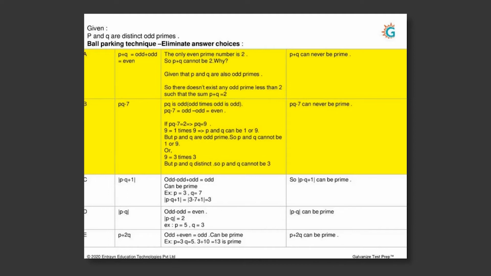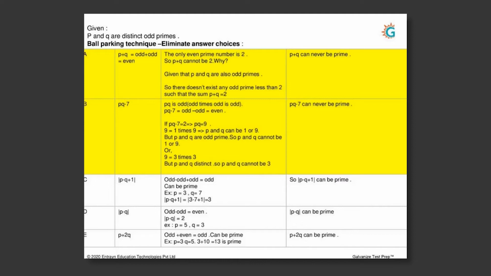Again, look at the question. It says they have to be odd prime numbers. 1 is neither prime nor composite. 9 is not a prime number, though they are odd numbers, right? Again, this option is ruled out, which means PQ minus 7 can never be a prime number. I hope you got it right. So A and B can never be prime numbers.